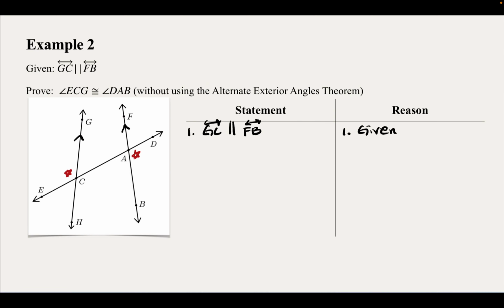But I can't use the exterior angles theorem. So what I'm going to do is try to make a relationship with one of those two angles and then work my way to the other angle. I'm going to start off by saying that angle ECG has to be congruent to angle CAF. And that is because they are corresponding angles. So corresponding angles postulate.